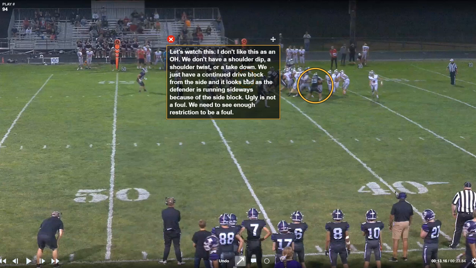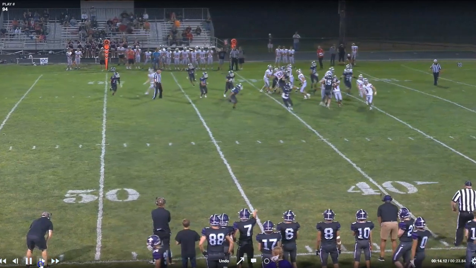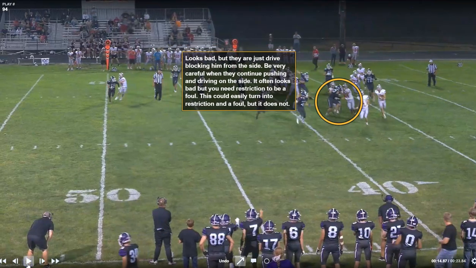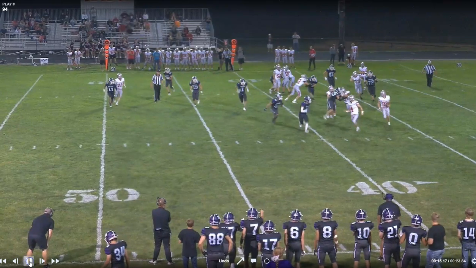Now, when we have a drive block from the side, it looks bad because we got a defender who's running sideways. It looks really bad, but this is a big thing. Ugly is not a foul. We need to see enough restriction to be a foul. So let's just continue. I'm going to go in slow motion. You can see now they get him blocking sideways, and it looks bad because this guy's running sideways, but they're just drive blocking him. They don't restrict him, okay? Sometimes this guy will throw his arms up in the air like he's being held. Now, this is a red flag for a potential hold, okay? Could easily turn into restriction and foul, but it just doesn't.